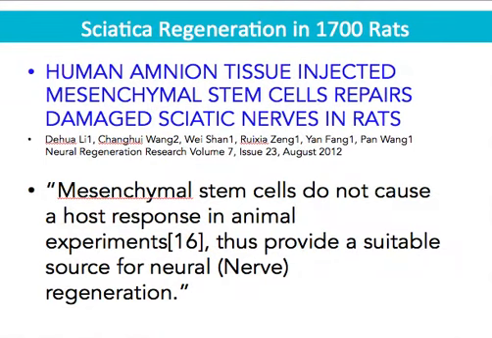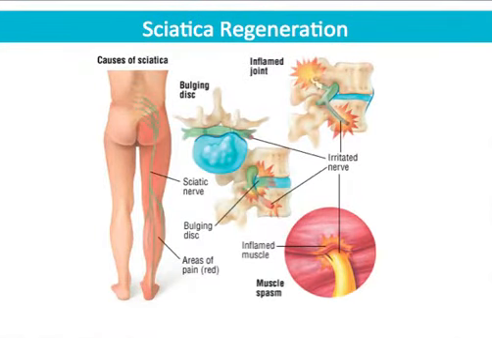A lot of the research has been done around the sciatic nerve regeneration. What are the causes of sciatica? Well, it could be a bulging disc, it could be an inflamed joint, it could be the muscle spasm, your piriformis and obturators.